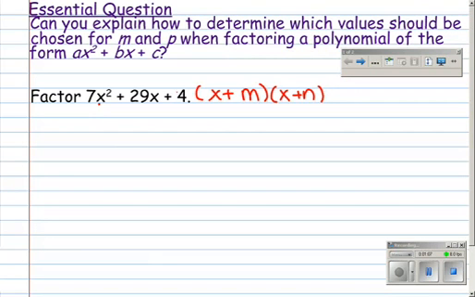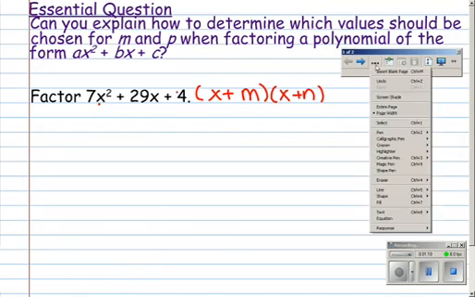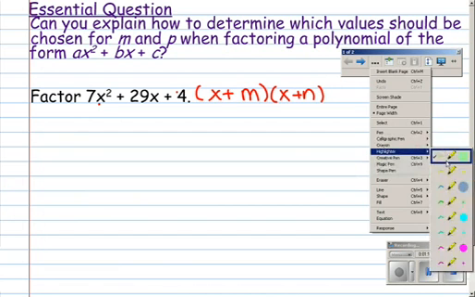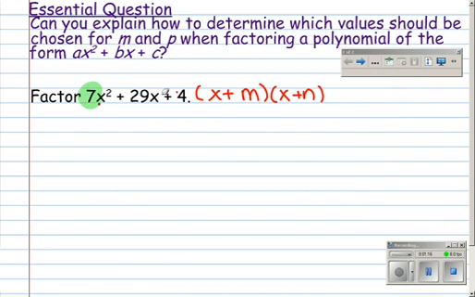So this is where it's going to differ from what we were doing. We're going to take that first coefficient, 7, and that last coefficient of 4, and we're going to multiply those two numbers together. So 7 times 4 is 28. So since 7 times 4 is 28, now we're going to find the factors of 28. And those factors would be 1 times 28, 2 times 14, and 4 times 7. Those are your factors of 28.